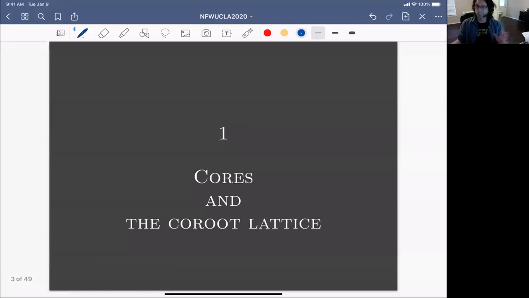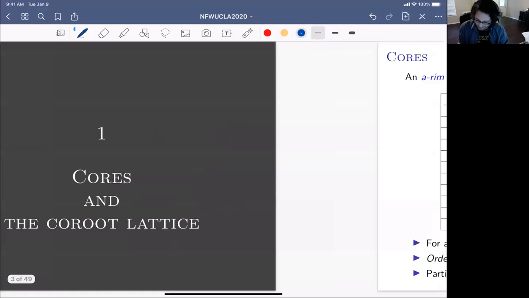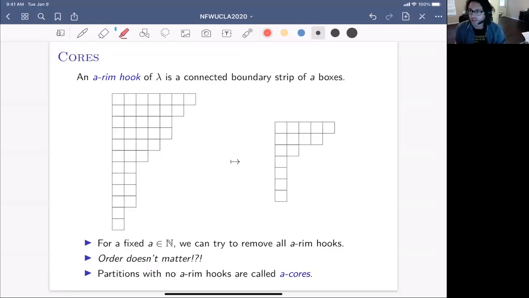Let's go to type A. Everyone loves type A. So let's talk about cores. What I'd like to do is talk about partitions. Everyone loves partitions. And what we're going to do is talk about rim hooks. In this case, let me set a to be 5. So I'm going to take rim hooks of size 5. I'm trying to remove these connected boundary strips of 5 boxes.